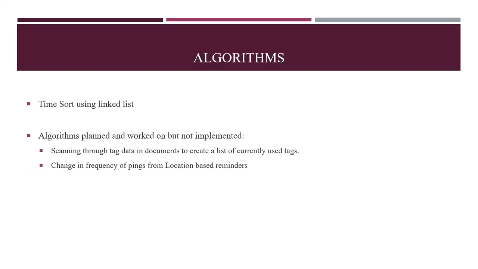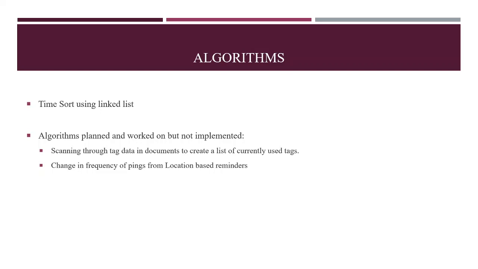As for algorithms, we have a time sort using linked lists. An algorithm we weren't able to implement properly was one that scans for tags. So when you create a task, you're able to enter a tag. It would just scan through your tasks to find any tags related to that. So if you had school, it would look for anything that had school in it.